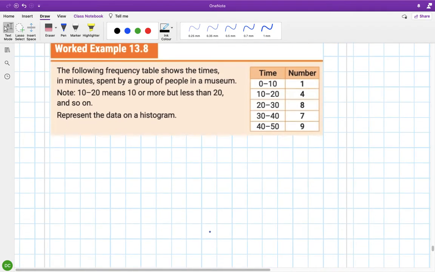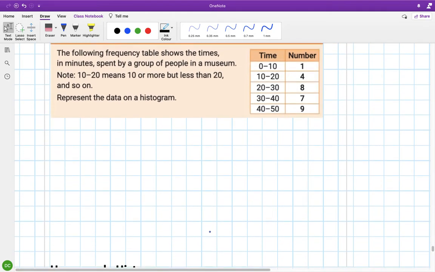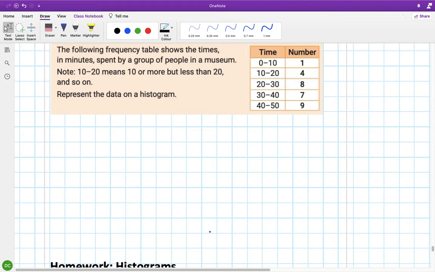Right, so the following frequency table shows the times in minutes spent by a group of people in a museum. And again, here you always have this for histograms: 10 to 20 means 10 or more, but less than 20, and so on. So if you're in this section, it means you stayed between 10 minutes and 19 minutes 59 seconds. But if you stayed the 20 minutes, you go into this group.